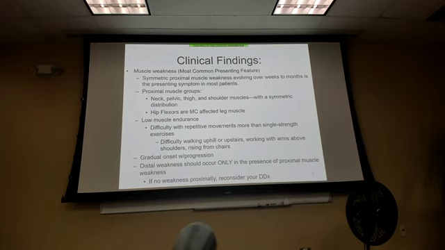Hip flexors are the most commonly affected leg muscle. Low muscle endurance means difficulty with repetitive movements more than with single strength exercises. So they have difficulty walking uphill or upstairs, working with the arms above the shoulders, and rising from chairs, so standing up. They'll have gradual onset with progression.